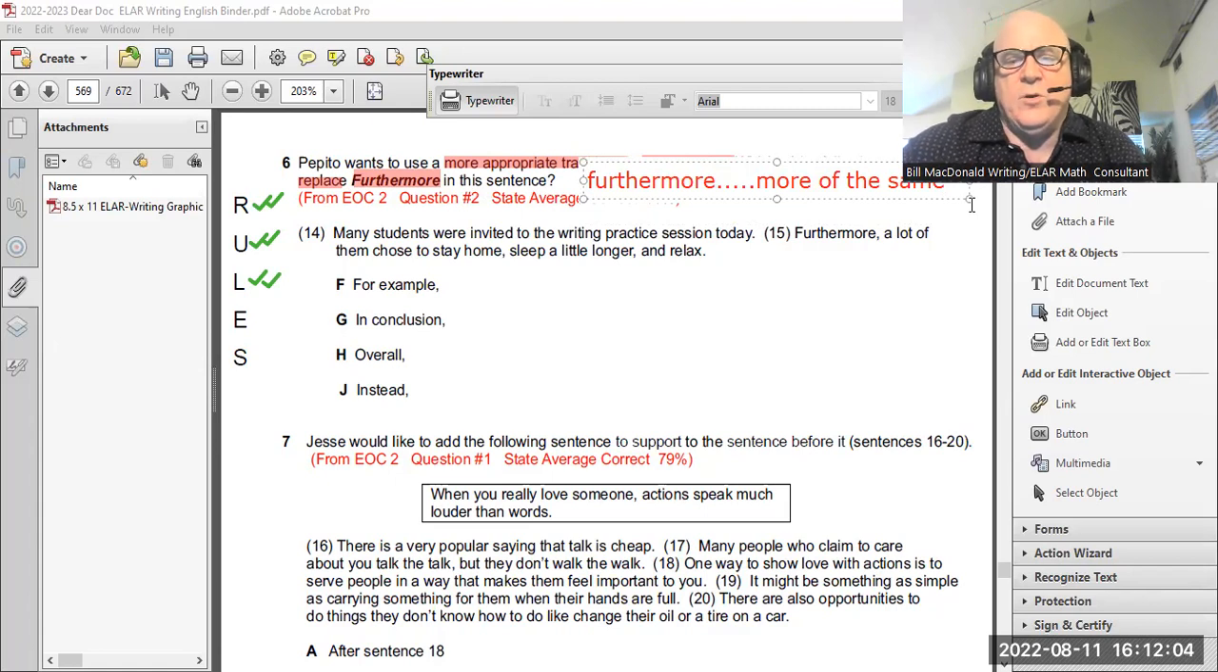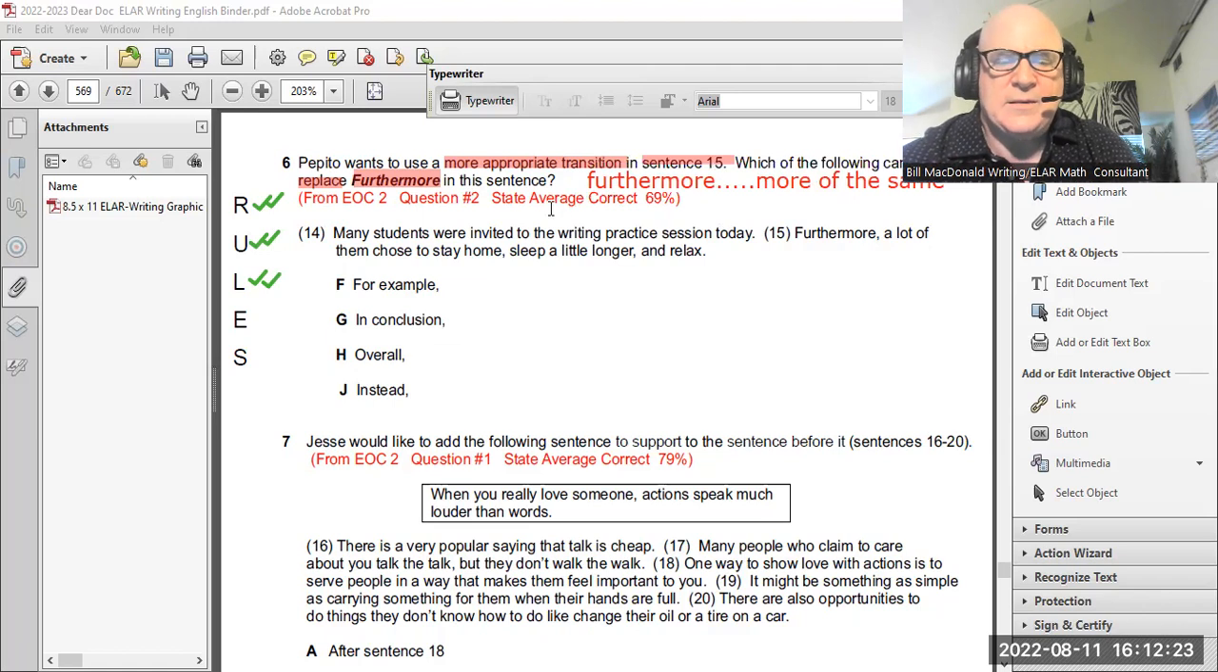They have to know furthermore. That means I'm going to tell you something. I'm going to give you some examples or explain myself. And then I'll say furthermore, which means I'm going to give you even more. So apparently that wasn't appropriate for this situation because it wasn't going to be more of the same. Let's see what they told us.